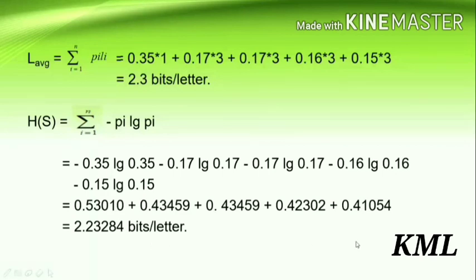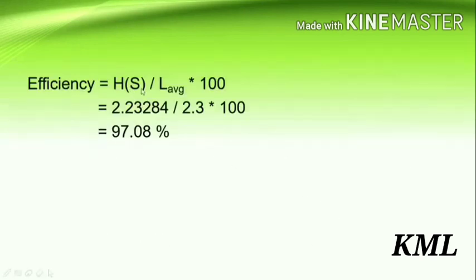Okay, so now the efficiency is H(S) divided by L average into 100. So we have 2.23284 divided by L average, which is 2.3, into 100. So we get an efficiency of 97.08%. Okay, so this way you have to construct the tree, find the code words and find the efficiency.